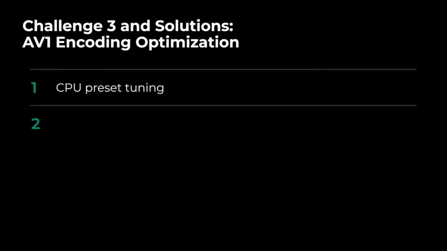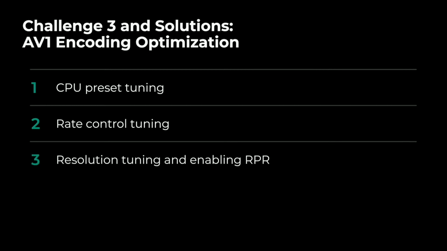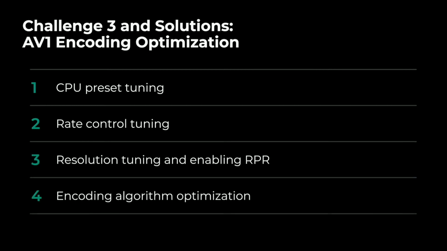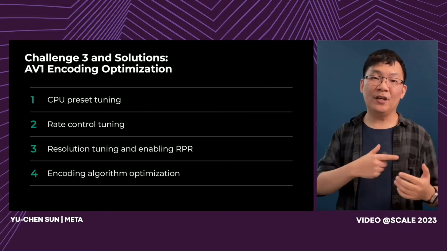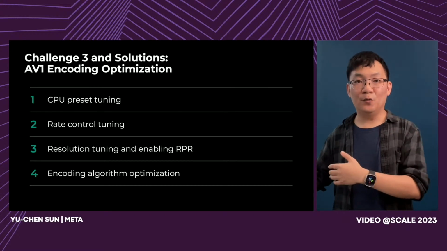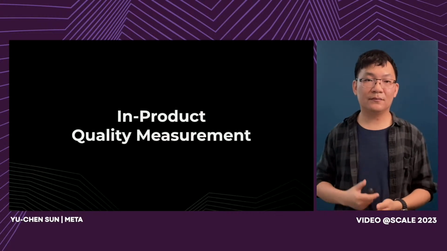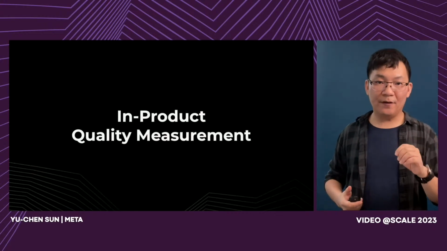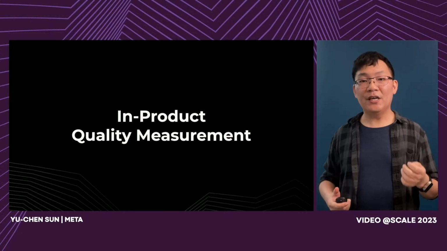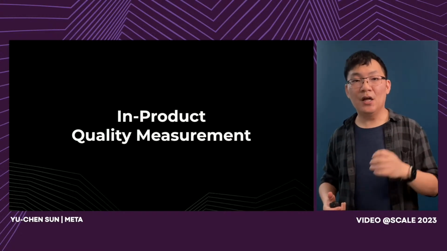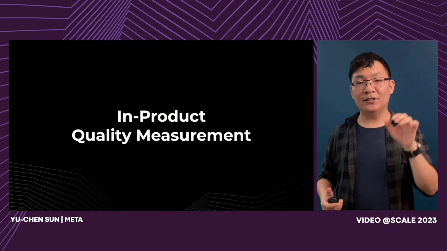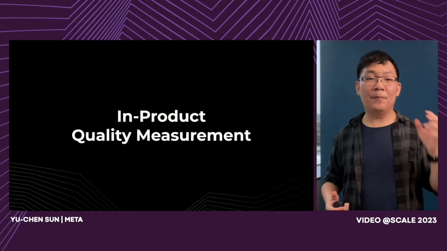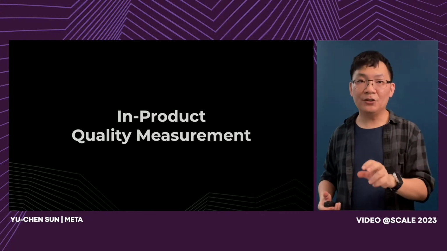In an effort to continue improving codec quality, we are working on these topics: encoding preset, rate control, and resolution tuning, and it's always worthwhile to improve the encoding algorithm for quality improvement. When we ship a feature, how we measure the impact becomes an important question. The measurement strategy has to not only provide evidence that the feature comes with many benefits, but also monitor the impact of the feature in the long term.